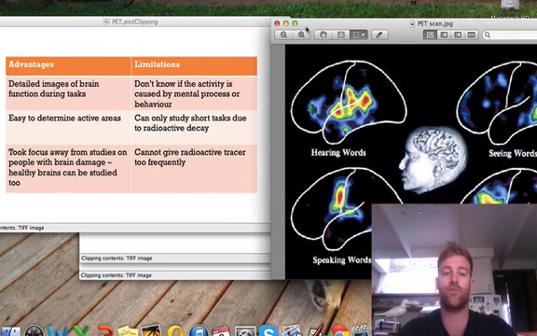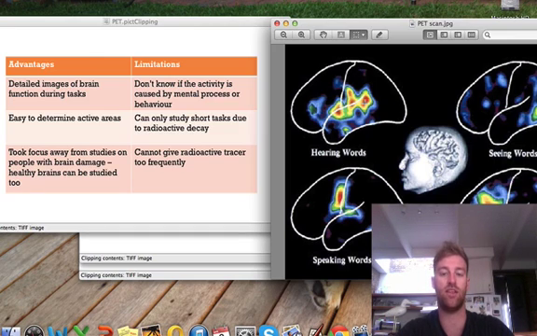Also, what are the problems? Well, we don't know if it's caused by mental process or behavior. You can only study short tasks because this stuff in here is a radioactive dye. That's not the blood, it's the dye connected to the blood.